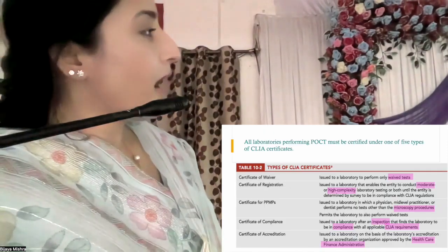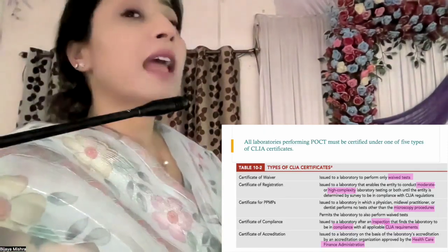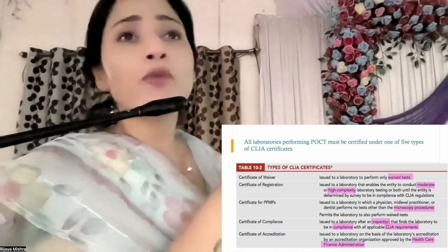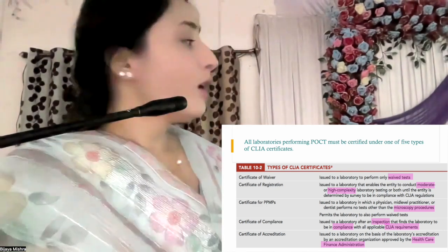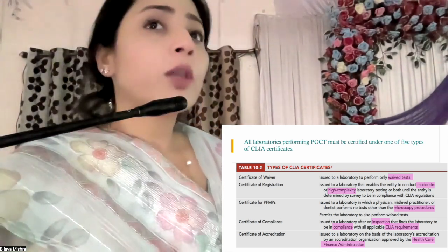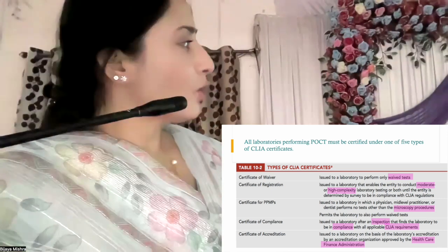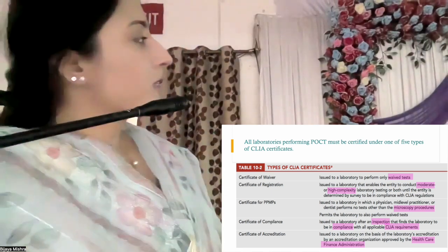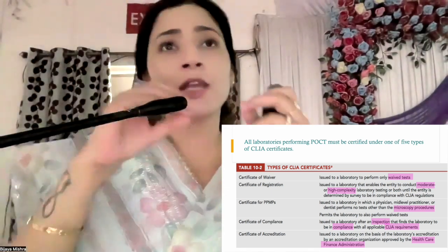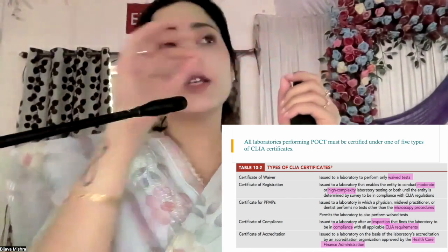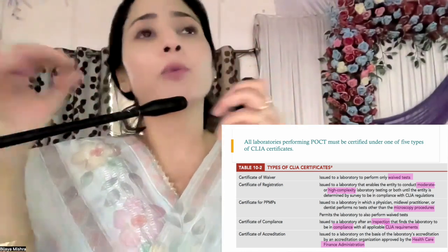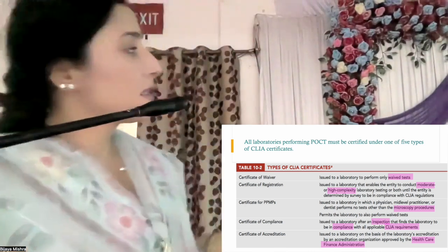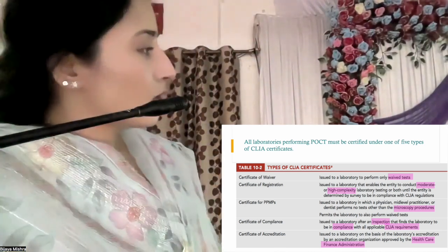So these are the 5 levels of certificates that any lab which is performing POCT should have. There is the certificate of waiver, which should be issued to a lab which just performs waived tests. I will come to what a waived test is in the next slide. And there is the certificate of registration. As I mentioned, based on the complexity there are waived and non-waived tests, and non-waived tests are moderately complex and highly complex tests. They should have this certificate of registration.